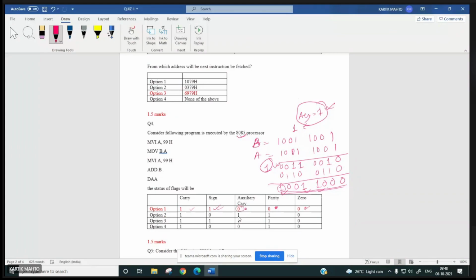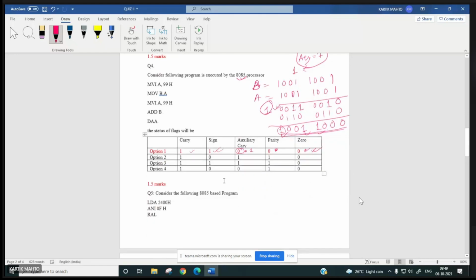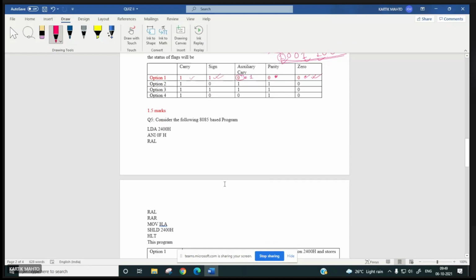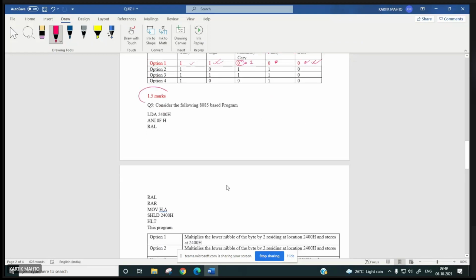What about this auxiliary carry? So option 1 I marked as correct option. Sir, auxiliary carry should be 1, no, sir. Yes, auxiliary carry. Then none of the options are correct, no? Yes, sir. Then none of the options are correct. Okay, okay. So this has to be 1, then only this option is correct. Anyway. Okay, not a problem. Then this 1.5 marks. This one also has to be given to everyone.